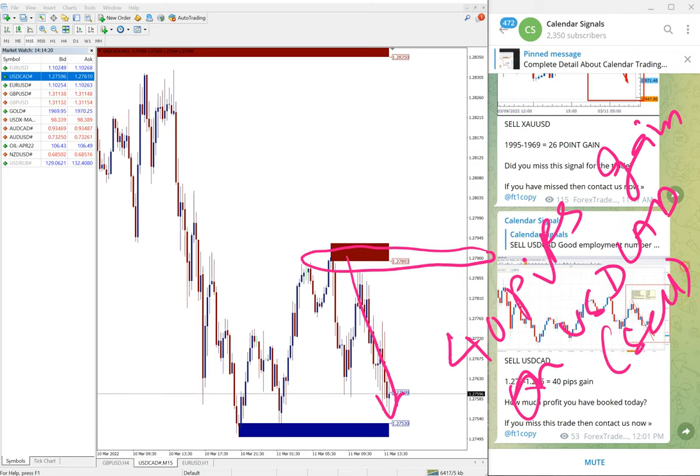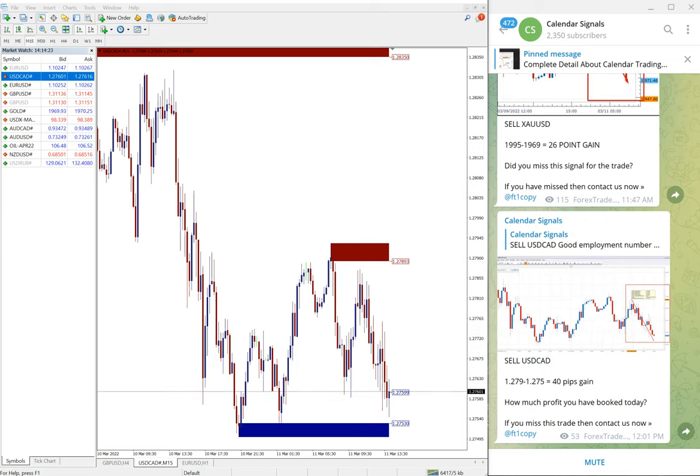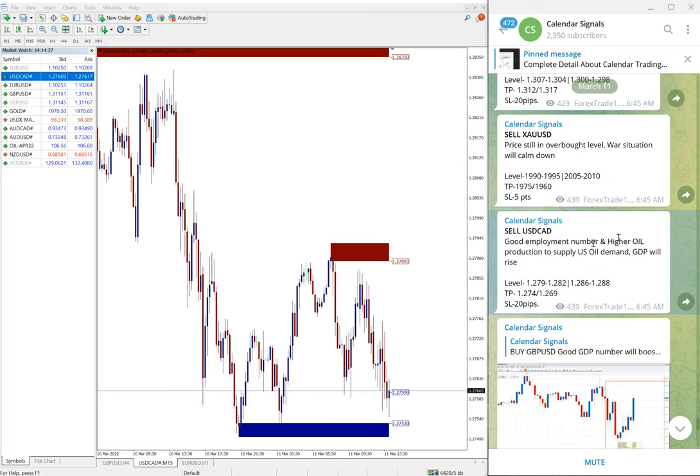40 pips gain on the sell signal, and still it is in the downtrend. Hope it will reach our given targets as well. The given targets are 1.274 and the second target is 1.269.